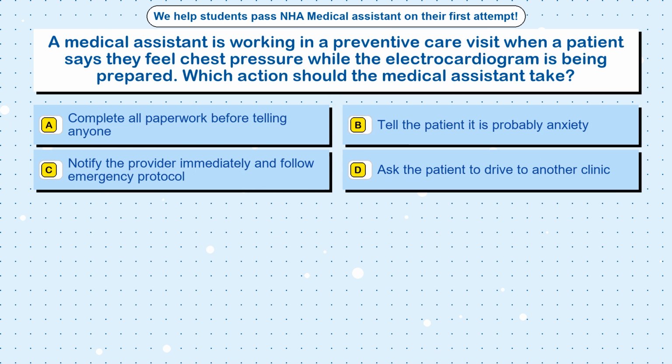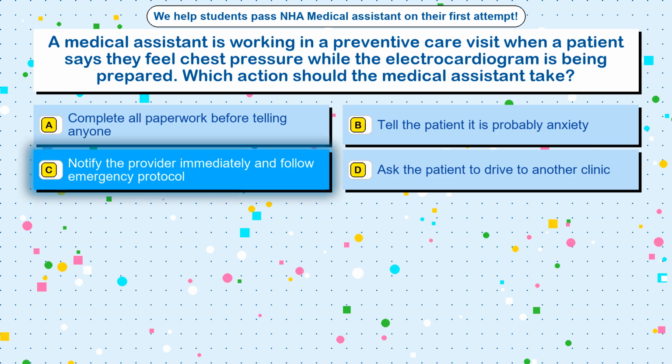Question 54. A medical assistant is working in a preventive care visit when a patient says they feel chest pressure while the electrocardiogram is being prepared. Which action should the medical assistant take? Option A, complete all paperwork before telling anyone. Option B, tell the patient it is probably anxiety. Option C, notify the provider immediately and follow emergency protocol. Option D, ask the patient to drive to another clinic.